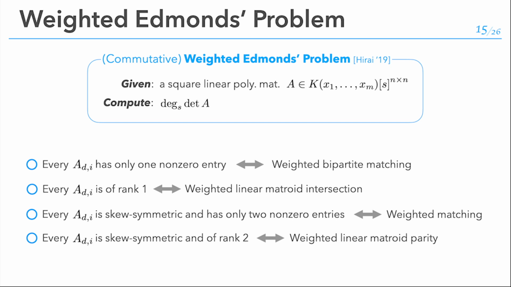But of course, solving the weighted problem is harder than solving the unweighted problem. So in the commutative case, it is difficult to design a deterministic polynomial time algorithm for the weighted Edmonds problem, because the unweighted problem is also difficult as well. So it is natural to consider the non-commutative weighted Edmonds problem. Okay, I will introduce it.